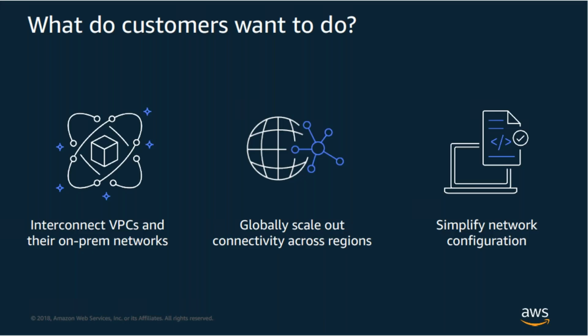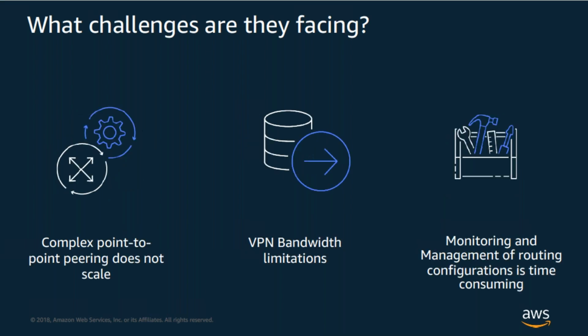So what was the driver for Transit Gateway? AWS saw that customers wanted to interconnect their virtual private clouds, their VPCs, and their on-prem network. As you can imagine, in this hybrid cloud environment, they wanted to be able to globally scale, and they wanted to dramatically simplify their network configurations. What was causing some of these challenges? Well, first of all, the complexities of building out point-to-point peering, which just really didn't scale.